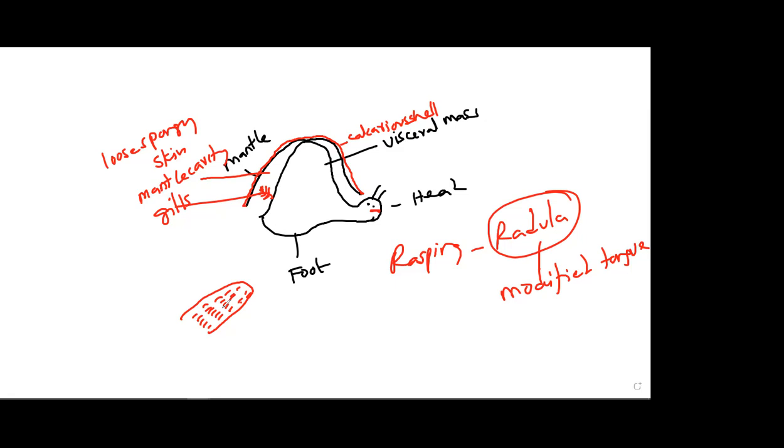Sir, can you explain it again? Yeah. Actually, the tongue has backwardly directed teeth. Now, what do they do? They keep the food at the base and move the tongue towards the backside so that the food can be torn into small pieces. And this part is called the rasping organ, which is peculiar to molluscans.